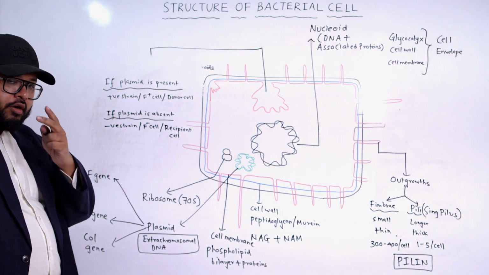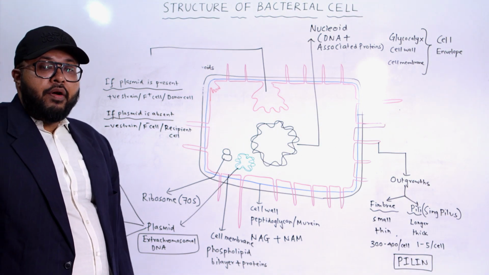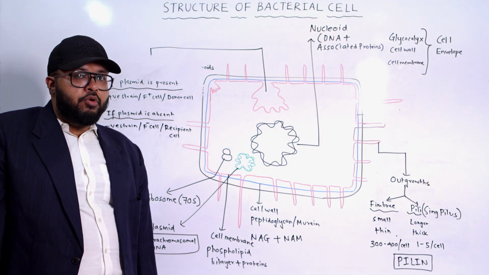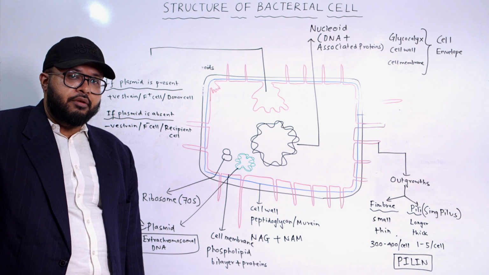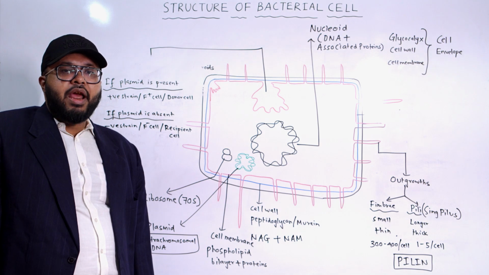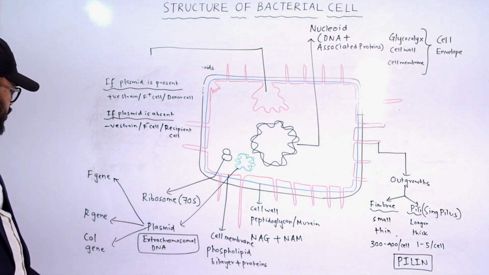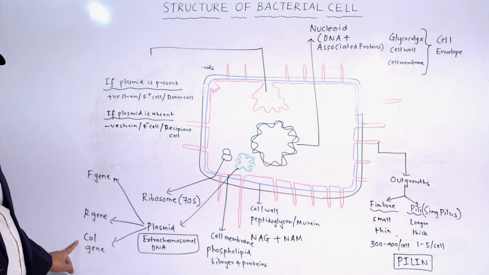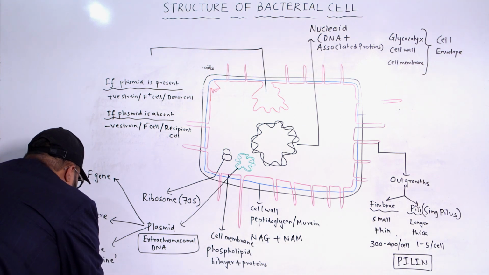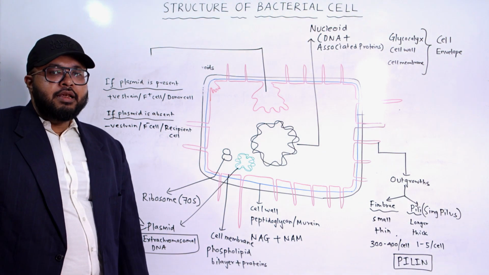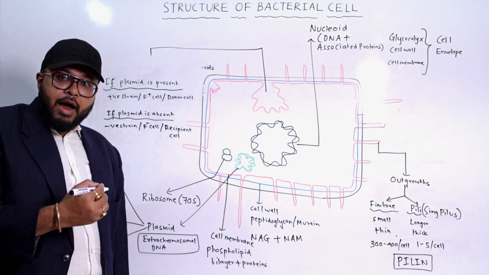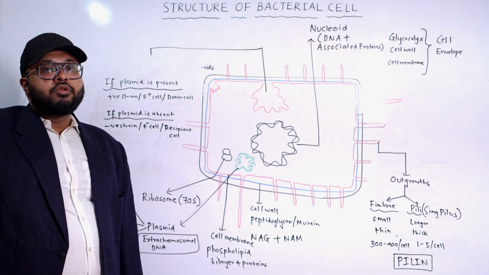R gene, also called antibiotic resistance gene, provides antibiotic resistance to the bacteria. For example, ampicillin resistance gene provides resistance against antibiotic ampicillin. Similarly, tetracycline resistance gene provides resistance against antibiotic tetracycline. Col gene provides resistance against colicin. Colicin is an antimicrobial chemical produced by some strains of E. coli to control other strains of the same or related species.